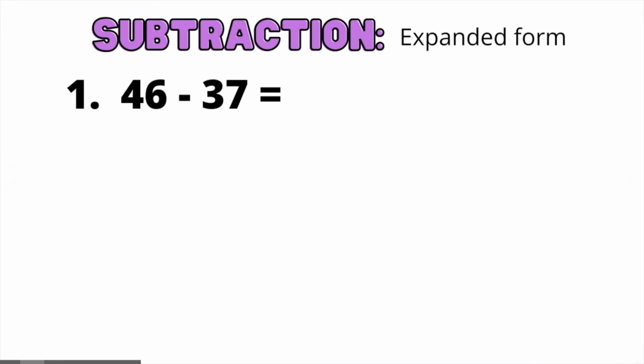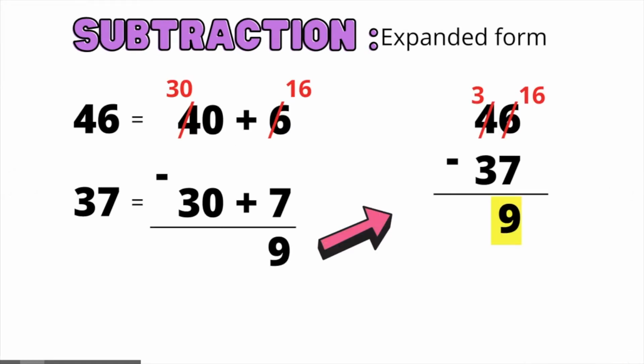Now let's go ahead and subtract in expanded form. Again, you first write it out vertically. So the first thing you're going to do is write it out like this. 46 in expanded form is 40 plus 6. 37 is written out as 30 plus 7. And now you go ahead and subtract.